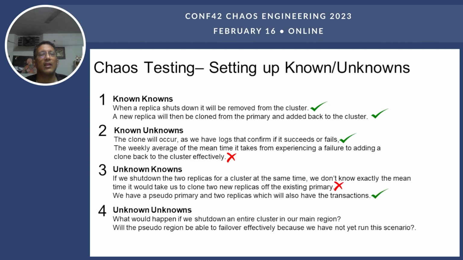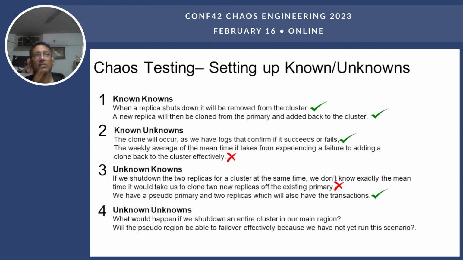And finally, the last one, unknown unknowns. What would happen if we shut down this entire cluster, the primary, replica 1, replica 2? What would happen if this entire thing goes down? Will the pseudo region be able to fail over effectively, because we have not run this scenario yet? If this entire system goes down, we don't know whether the pseudo region will also take over gracefully or effectively. We have never tried that.